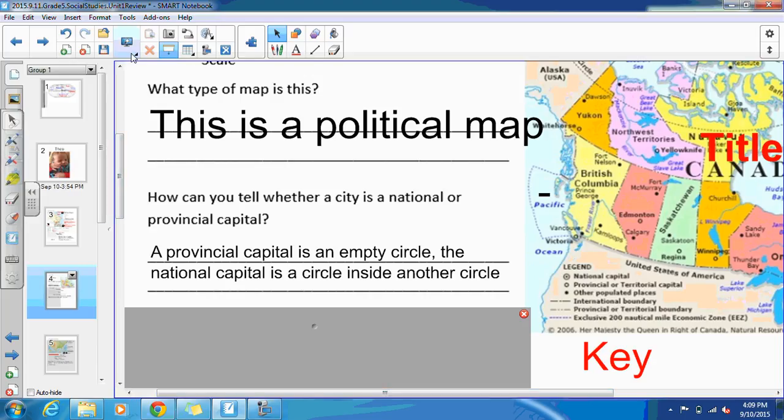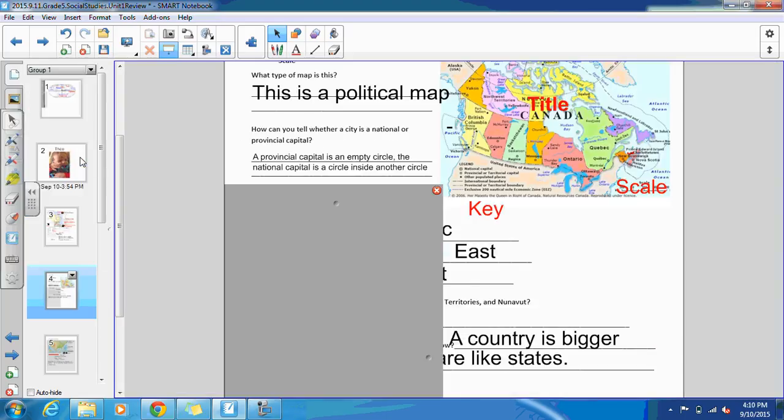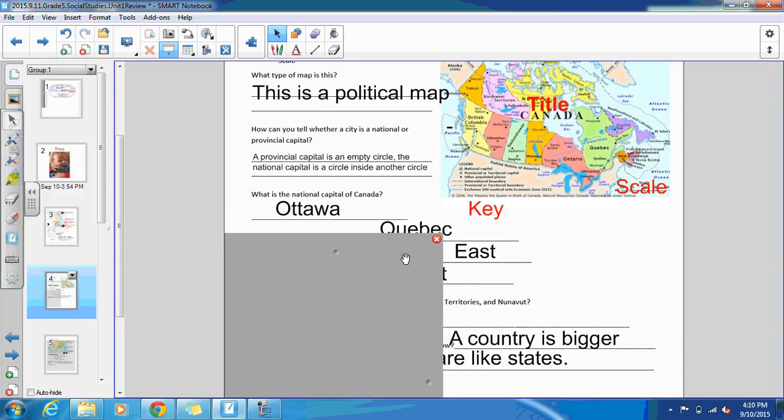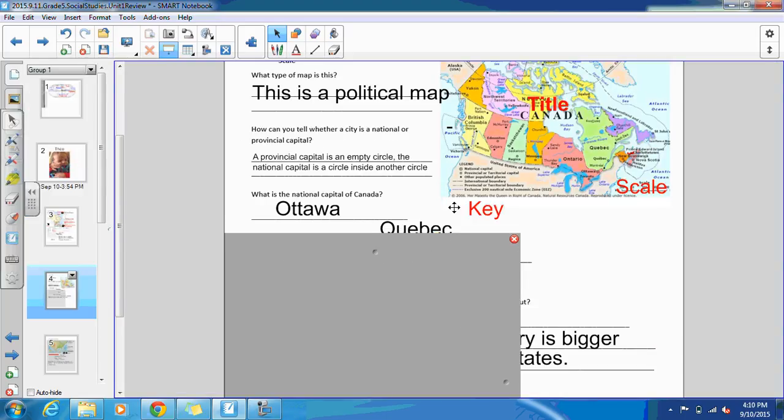And then the next question is going to ask us about the national capital. So again, a circle with a dot. I find the circle with a dot on the map. It's right here. It's Ottawa. Capital of Quebec. I'm going to find Quebec. I'm going to look for the symbol for provincial capital, which is a circle with nothing inside of it. I see that that is Quebec.